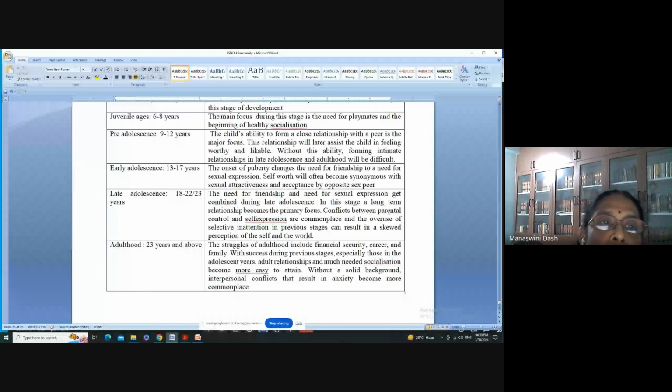Then the fifth stage is early adolescence, which lasts from 13 to 17 years, and the onset of puberty changes the need. That is, 13 years is the average age when puberty takes place, and during this stage, a need for sexual expression is felt within the early adolescent.